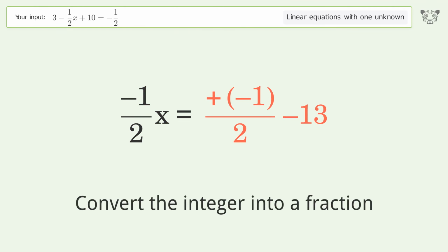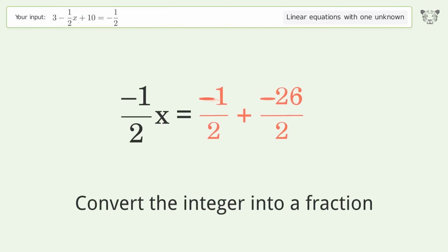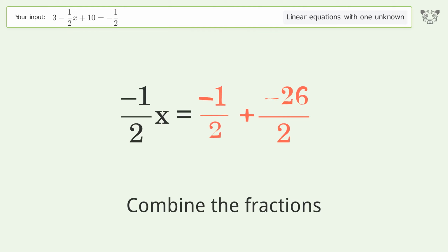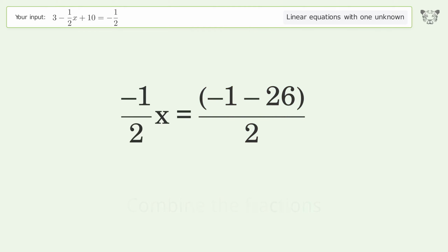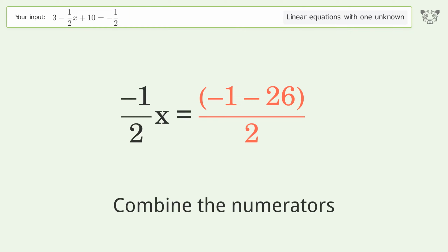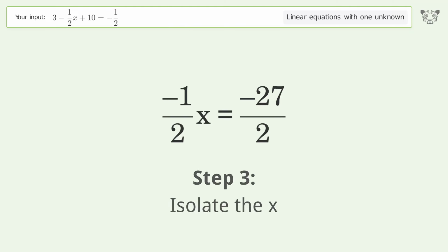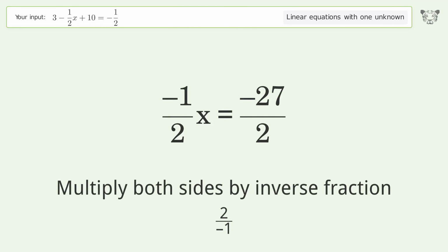Convert the integer into a fraction. Combine the fractions. Combine the numerators. Isolate the x. Multiply both sides by inverse fraction 2 over -1.